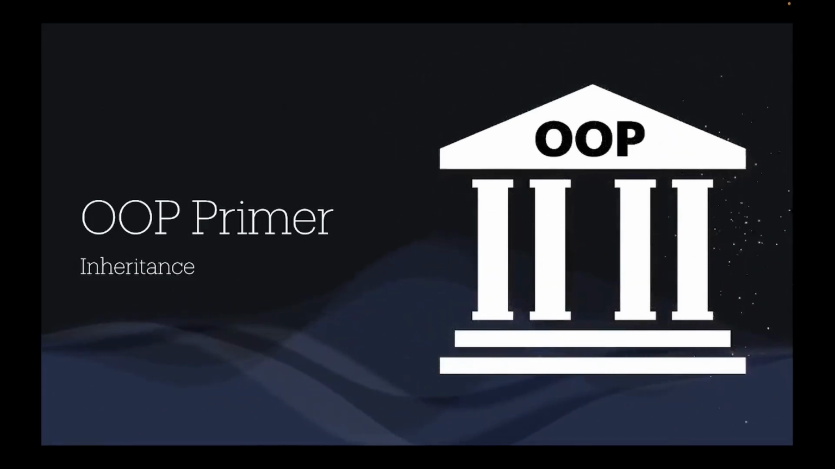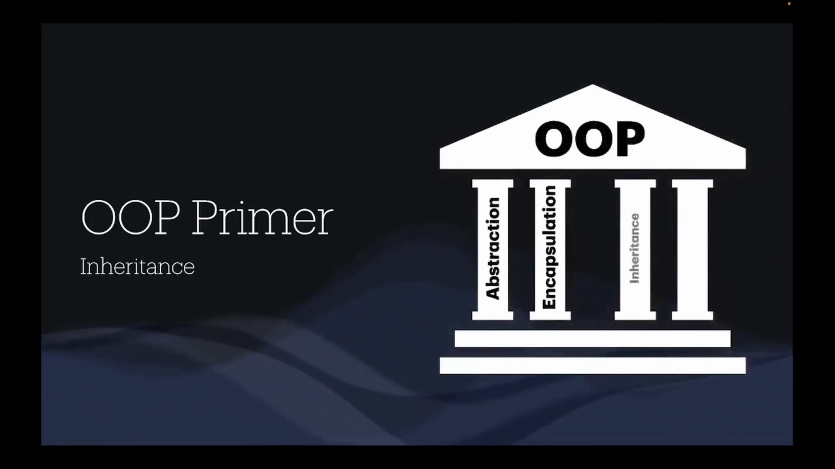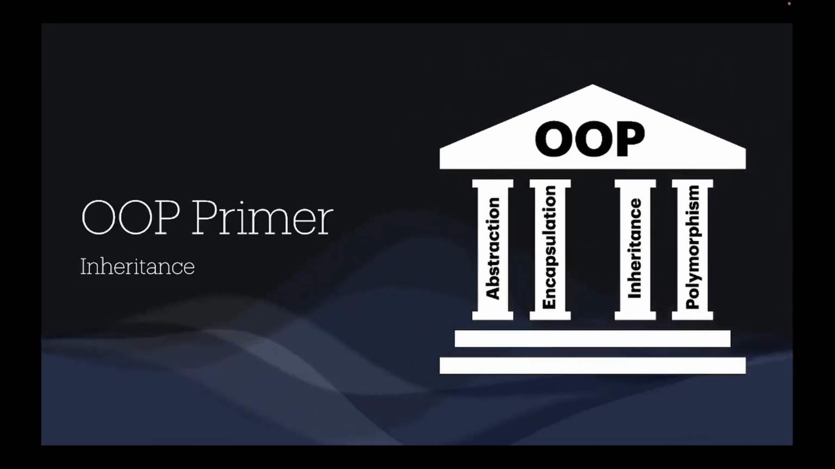When we talk about object-oriented programming, we talk about the 4 pillars of OOP. Inheritance is one of those, along with abstraction, encapsulation, and polymorphism. We're not going to get into those other 3 in this video.